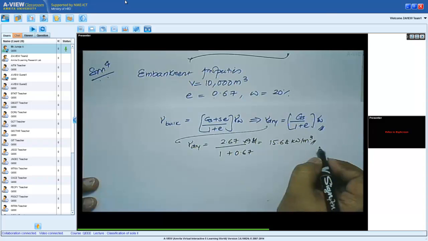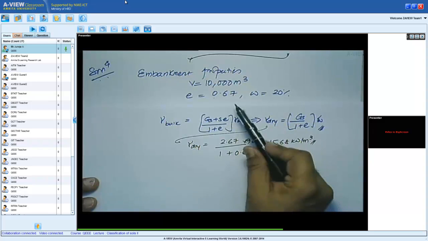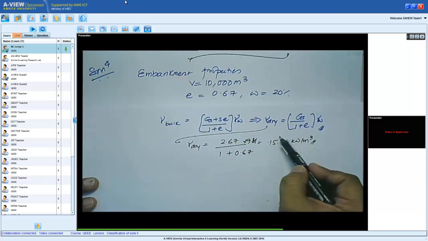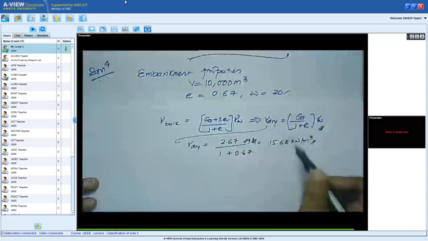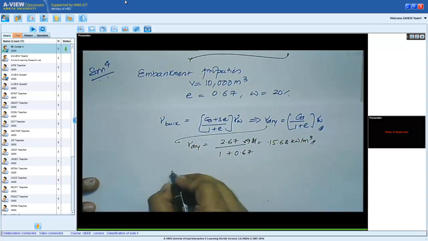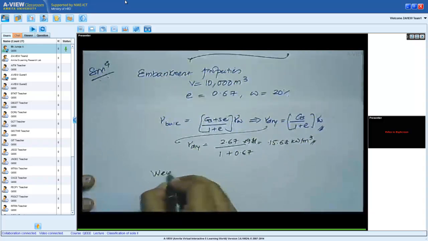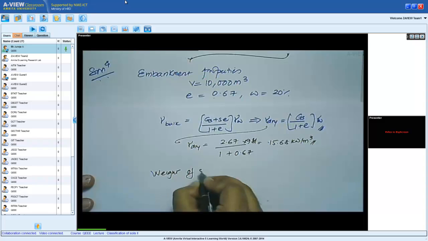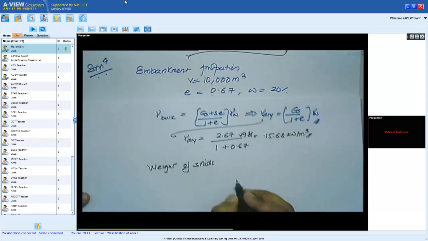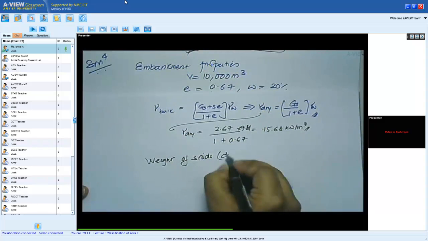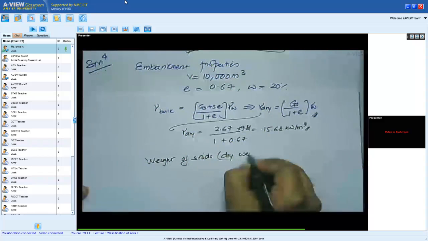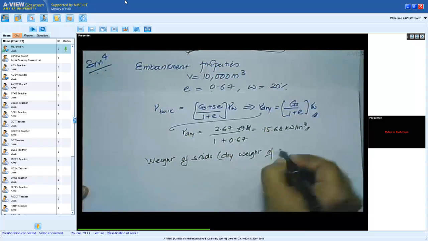That's the final. We know the final volume and we know the final dry unit weight. If we follow the same analogy as the last question, the weight of solids is also the dry weight of the embankment.